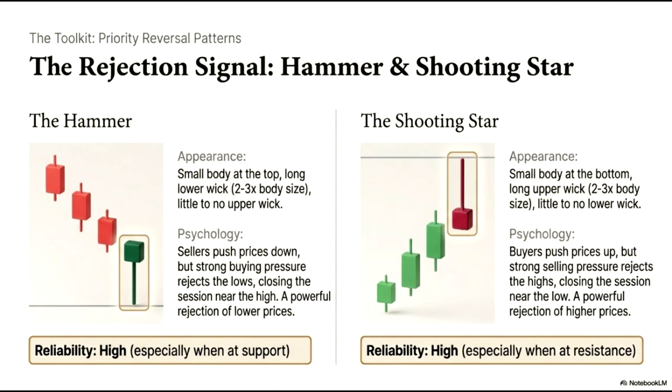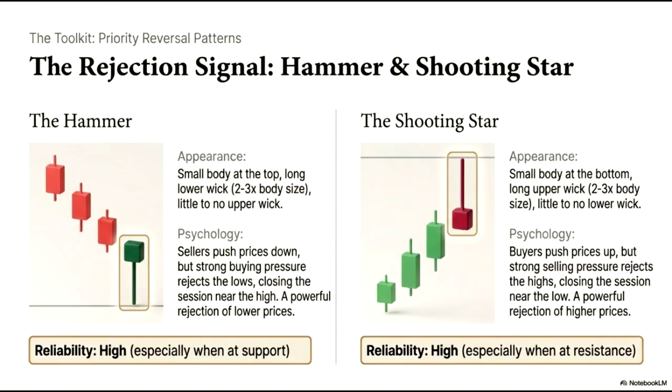Now let's look at 2 of our most powerful rejection signals, the hammer and the shooting star. Starting on the left, the hammer is a bullish reversal pattern. You'll recognize it by its small body at the top and a long lower wick, ideally 2 to 3 times the size of the body itself. From a psychological standpoint, this tells us that although sellers pushed prices down, buyers stepped in with enough force to reject those lows and close the session near the high. This signal is highly reliable, especially when it forms at a key level of support.